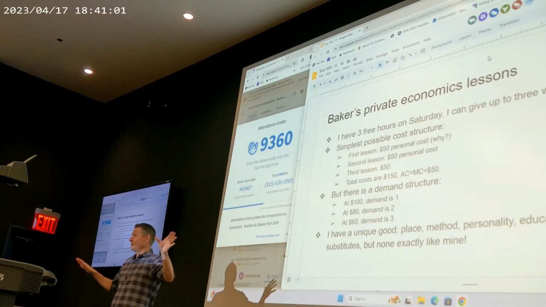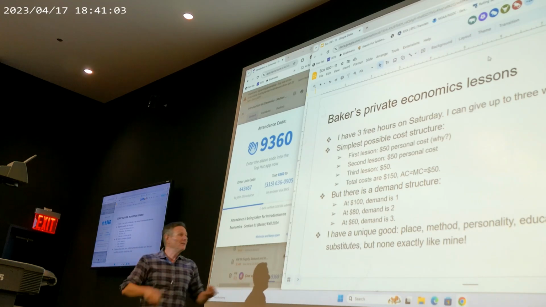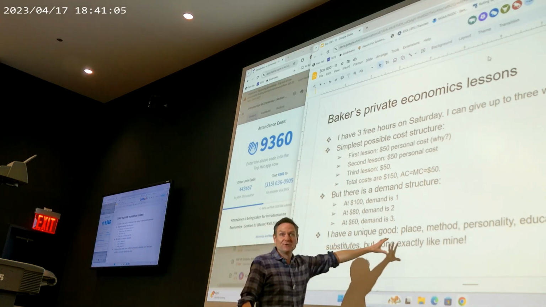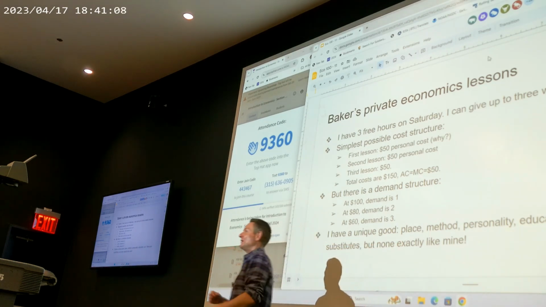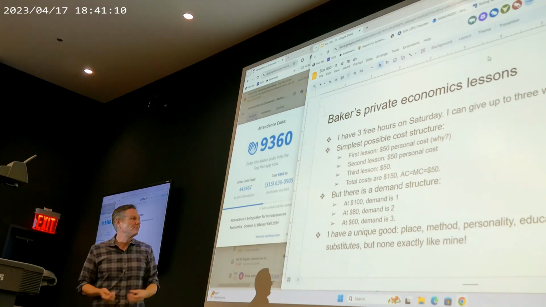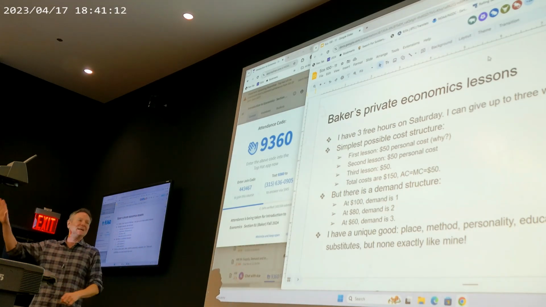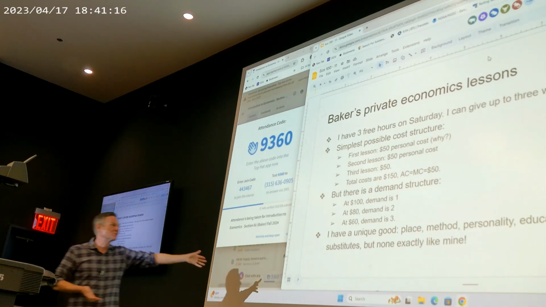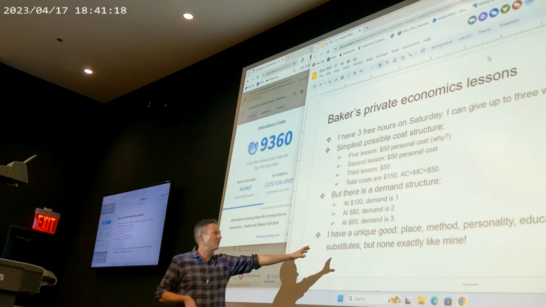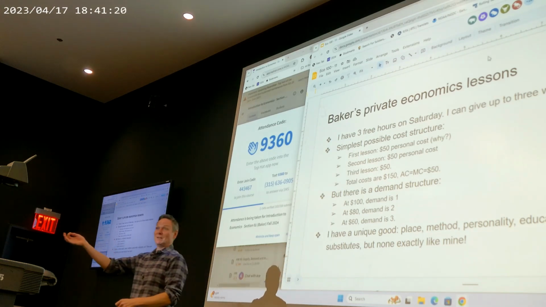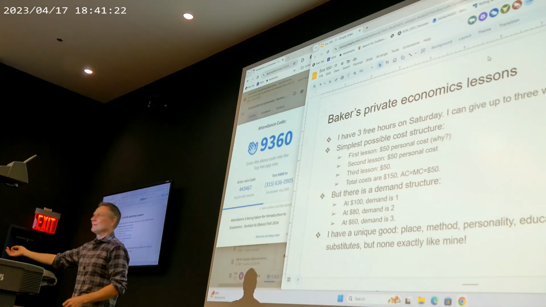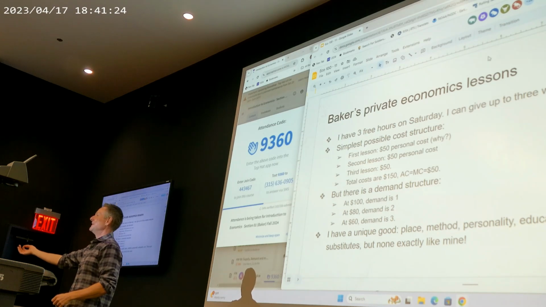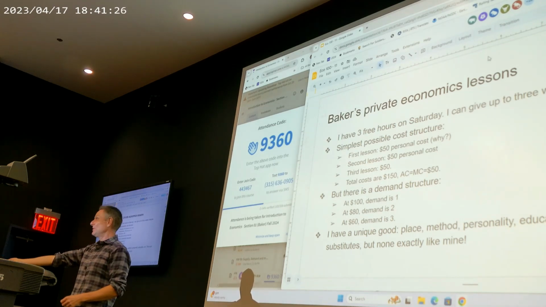Contrast this with the case, I'll do this in a second, where I have this unique good. I'm in my building. I have a unique personality, a unique approach to economics. I have an educational background, whatever. Other people might be doing economics lessons, but I understand that mine are unique in some way. So this might be different if we said an economics lesson is an economics lesson. In that case, there might just be some going market rate.